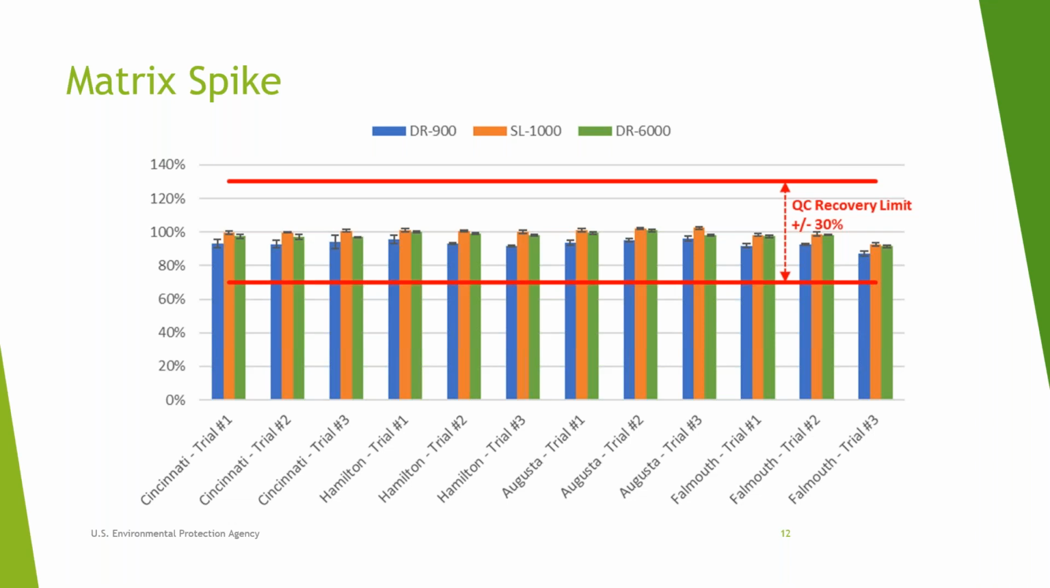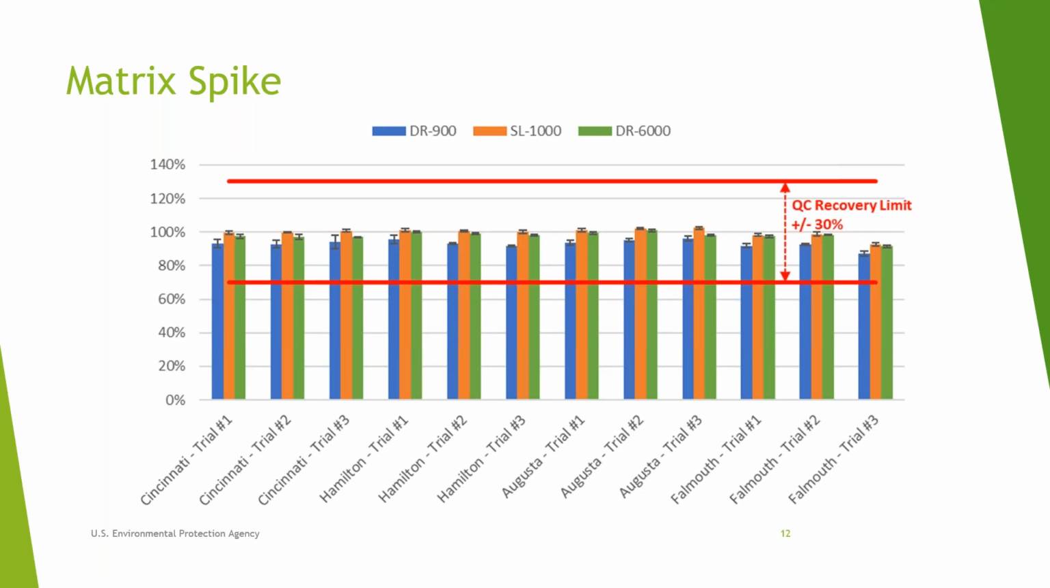We collected treated drinking water samples from 4 different public water systems, 2 of which were supplied by surface water, those being the Greater Cincinnati Water Works and Falmouth, Kentucky, and 2 that were supplied by groundwater, those being Augusta, Kentucky, and Hamilton, Ohio. Again, the intent there is just to test different drinking water matrices to compare recovery of the method.